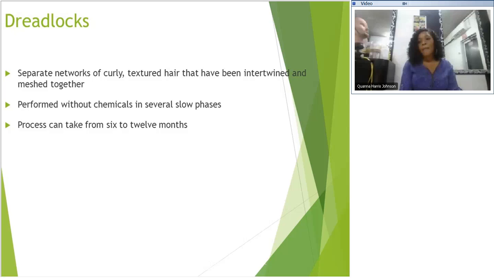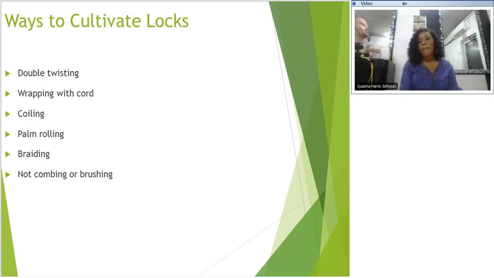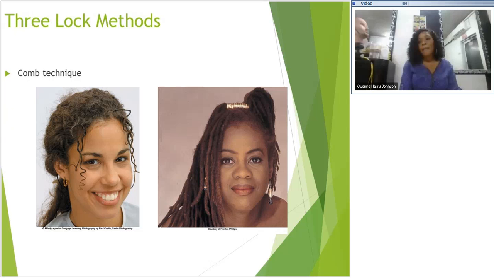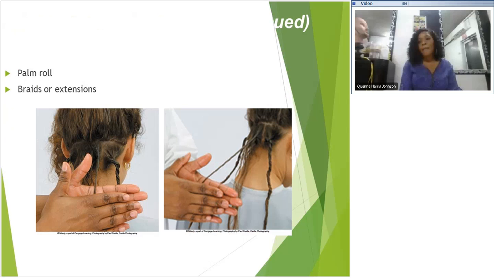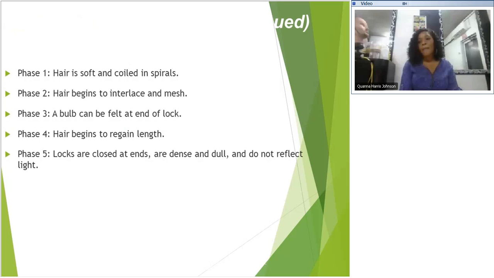We also learn when locking, all this I'm talking about is in our slides. So these are ways of cultivating your lock. You can double twist it, you can wrap it with a cord, you can coil it, you can do palm rolls. And this is what you will do to start your locking. You can braid it and not comb or brush your hair for a period of time. And you have your comb out technique, your palm roll, and braid extensions.